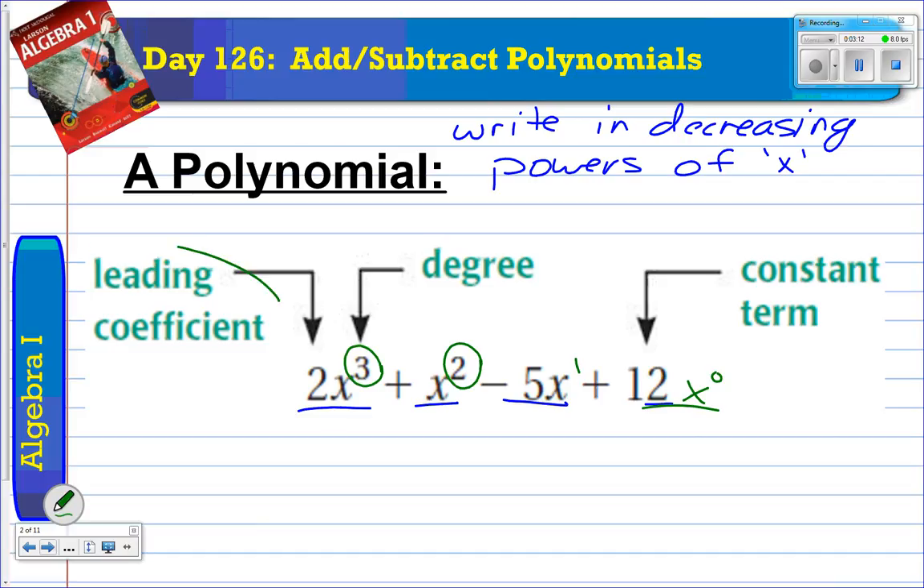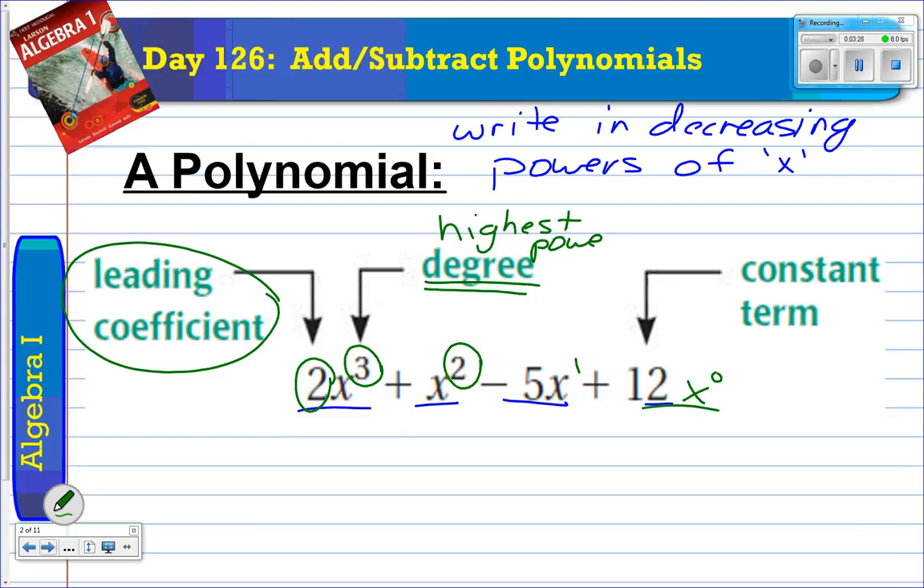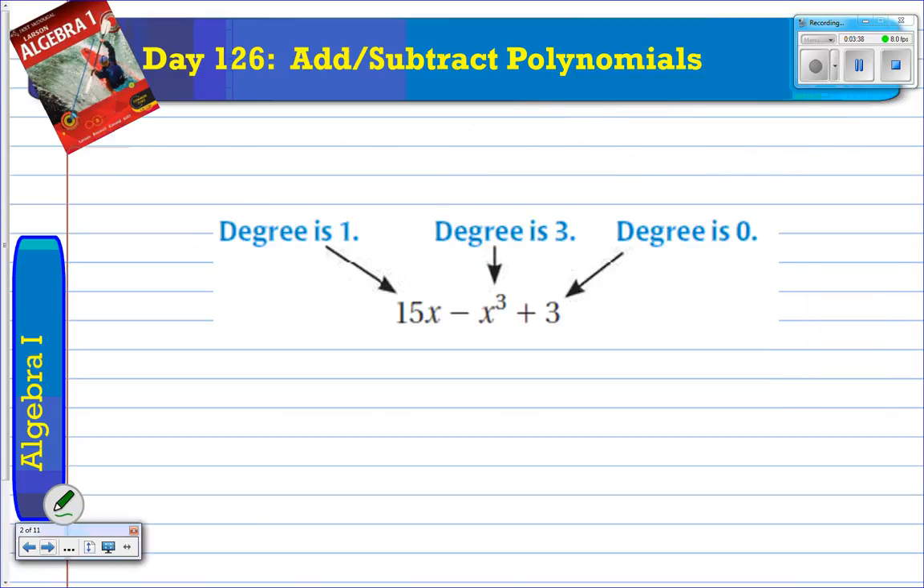The leading coefficient of a polynomial is the number multiplied by the first term. So in this case, the leading coefficient would be a 2. The degree of a polynomial is the highest power in that polynomial. Okay? And the constant term is something that doesn't have a variable. It's a constant number. 12 is always 12 no matter what. Okay, just some vocab that we're going to keep using as we get through this chapter.